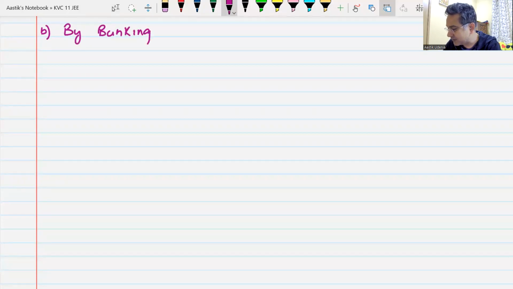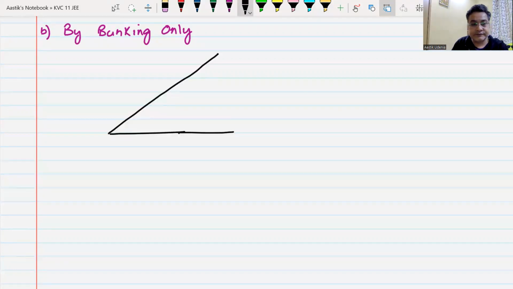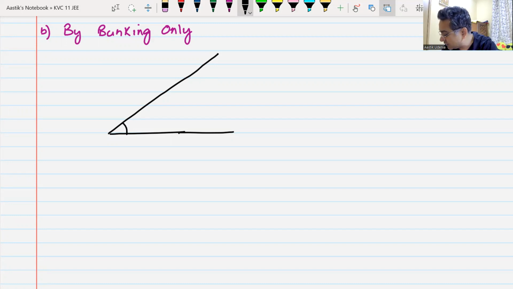What is this banking? This is not the banking that you know, where you go and take your money out. And what is this banking? Roads are banked. What do you mean by roads are banked? Anyone? Roads are banked, like this or like this. At some angle theta, they are banked.